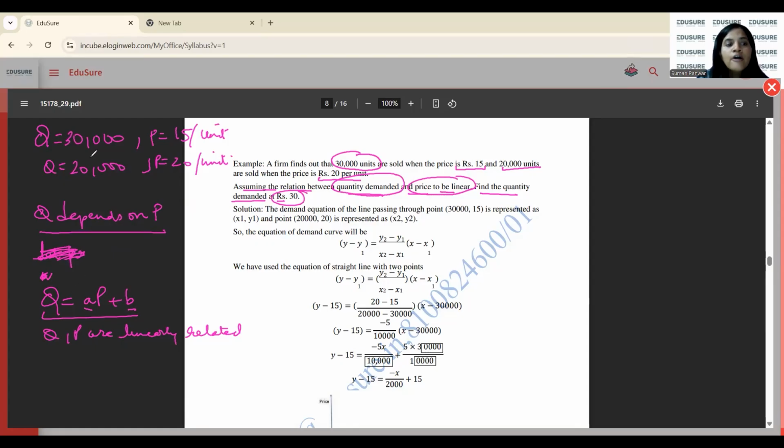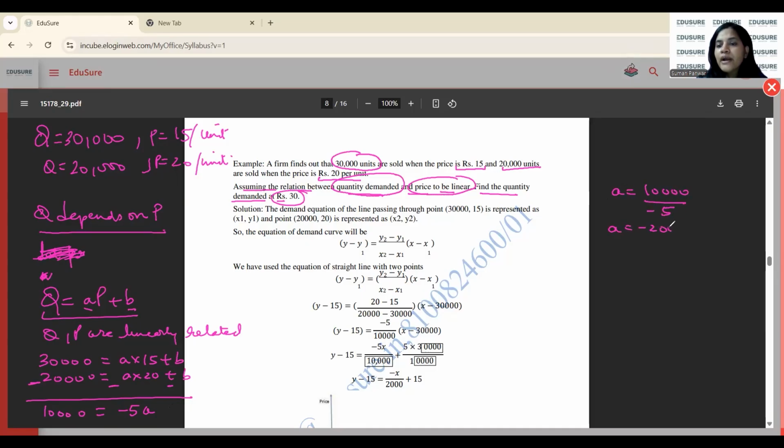All right. So now first you put Q to be 30,000 and P to be 15. Then you put Q to be 20,000 and P to be 20. So both these equations should be satisfied simultaneously. And now you subtract the second equation from the first equation. All right. So what you will get? You will get 10,000 is equal to minus 5A. All right. So A will be equal to 10,000 divided by minus 5. So A will be equal to minus 2,000.